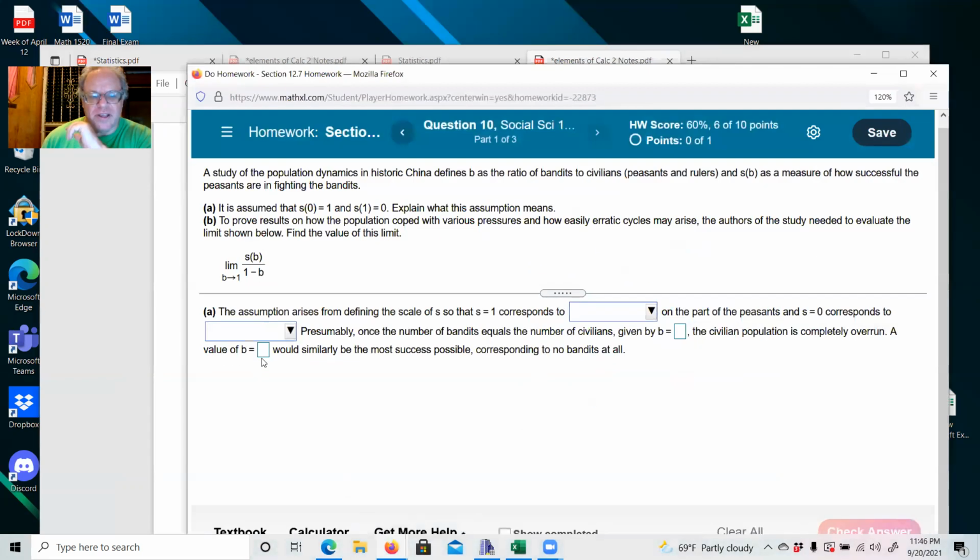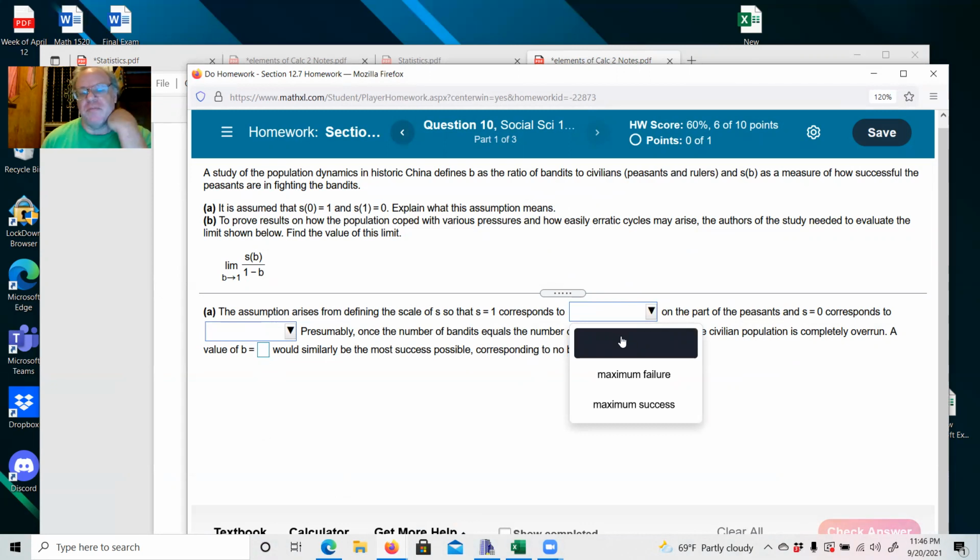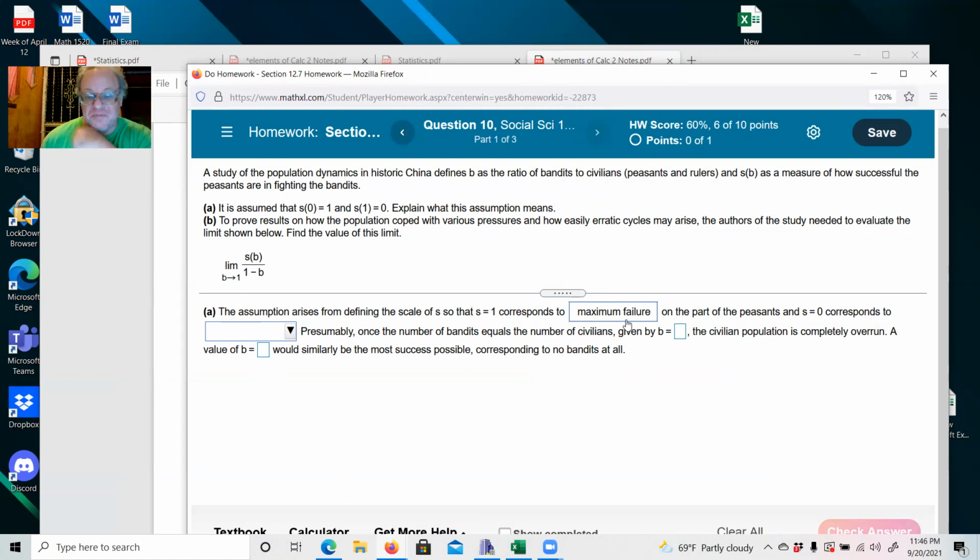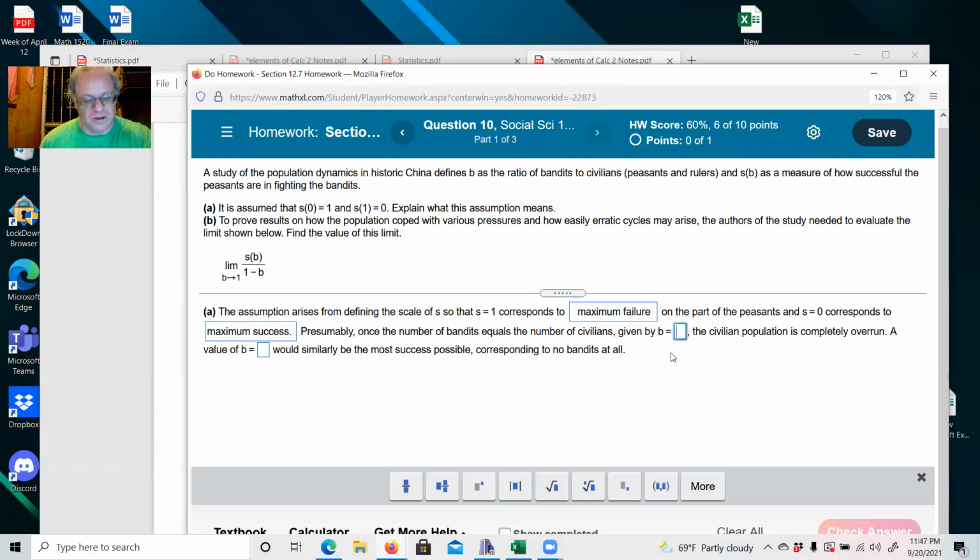So let's see what we got here. The assumption arises from defining the scale. So S equals 1 corresponds to, let's see what they tell us, maximum failure on the part of the peasants. So if we had to fight vampires, we would be fodder. We would be the cows. And a 0 corresponds to absolute success. S equals 0 corresponds to absolute success, presumably when the number of bandits equals the number of civilians, given by B equal to 1.